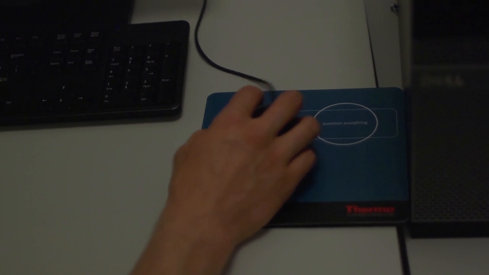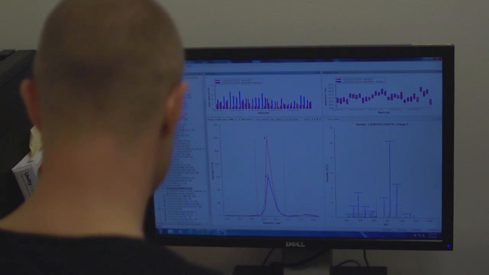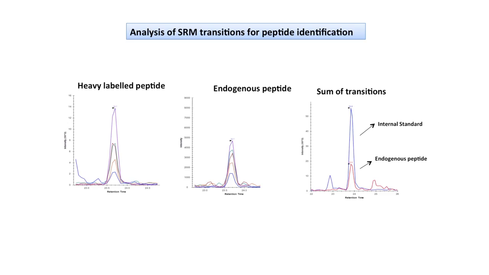Using the approach of a scheduled SRM allows us to monitor several proteins in a multiplex manner. The monitored transitions were finally summed, and ratios between the endogenous and heavy-labeled peptide analogs were calculated. The calculated ratios were finally used for relative protein quantification.